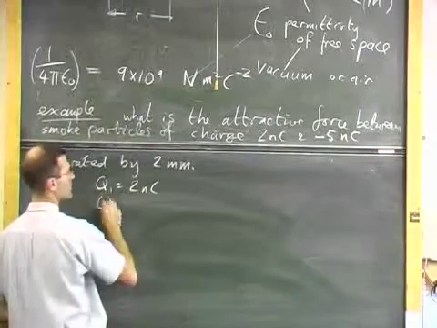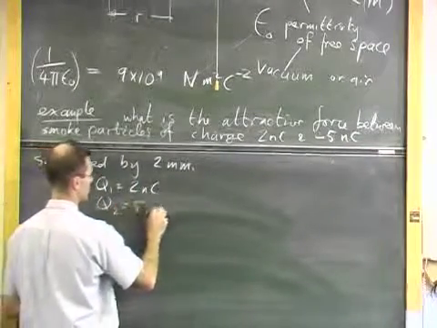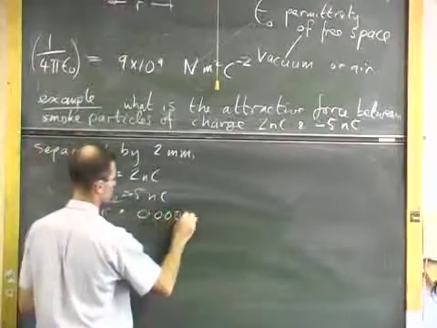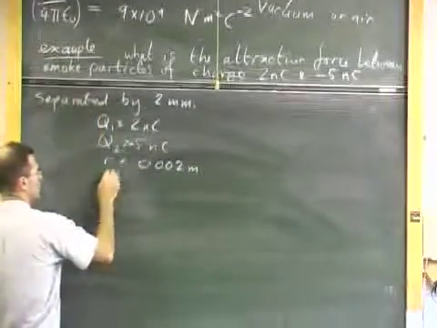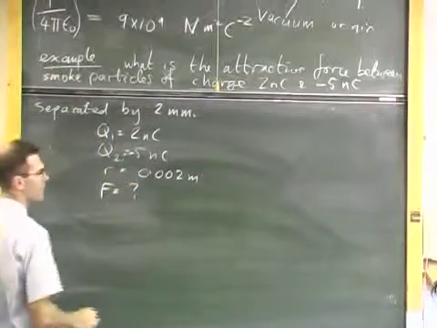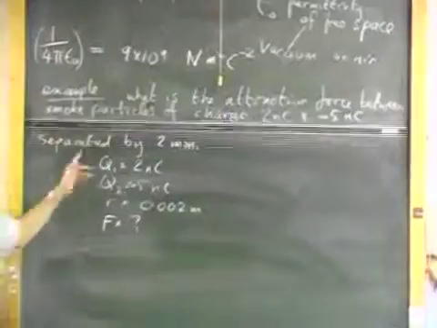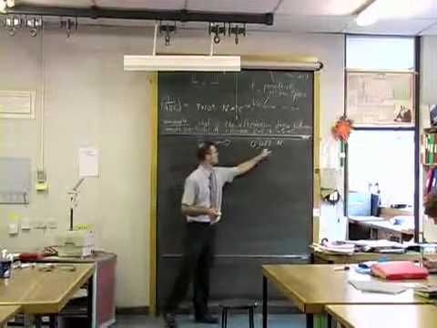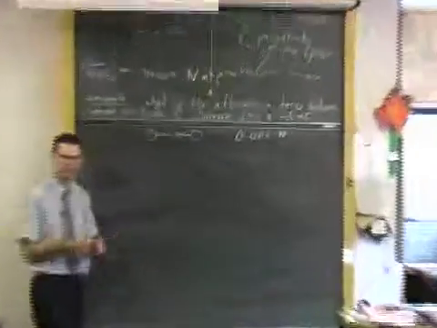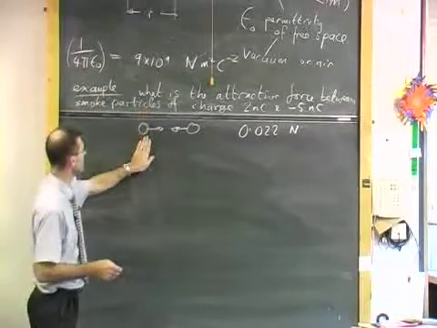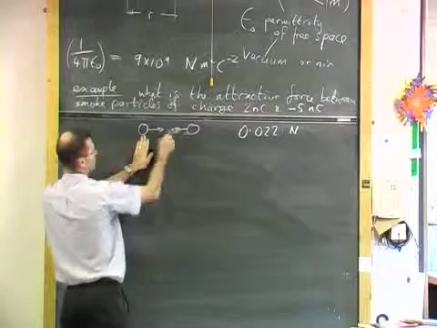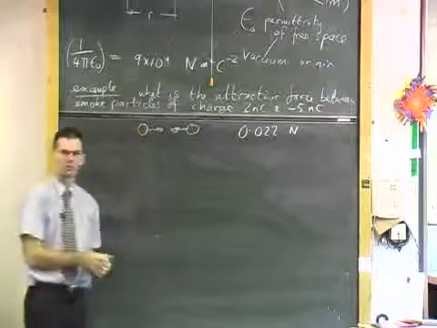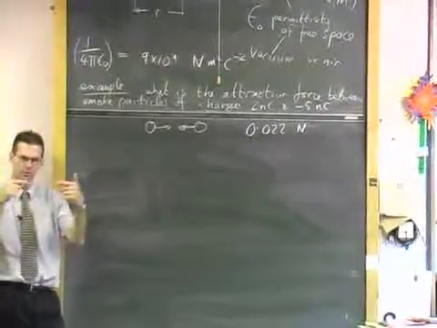So Q1 would be 2 nanocoulombs, Q2 minus 5 nanocoulombs. R would be 0.002 meters. And we'll try to find the force. Just try that yourselves just now, just as a full example. You should get a force of 0.022 newtons mutually between them. That means that if you hold this one steady, that one would be attracted with a force of 0.022 newtons. If you hold that one steady, this would experience a force of 0.022 newtons. It's a mutually attractive force.